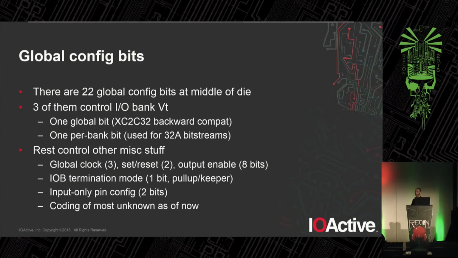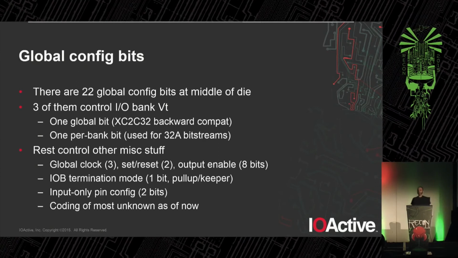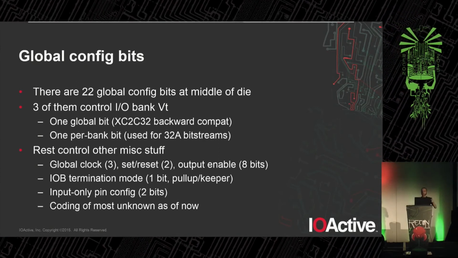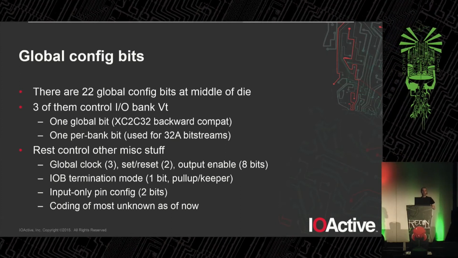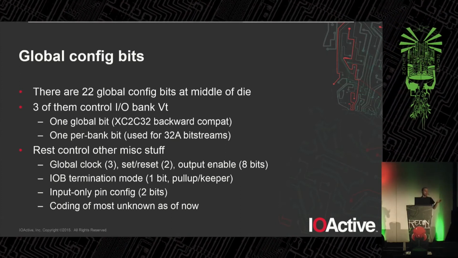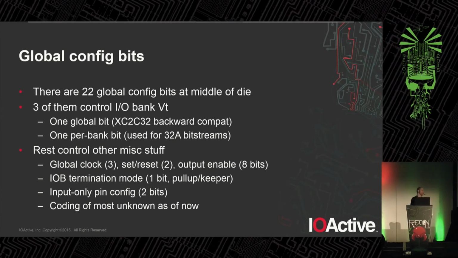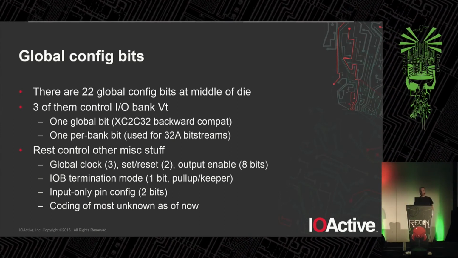One more wrinkle is that there are some global configuration bits. If you remember, we've got the structure of the die on the left side and the right side. We've got the function blocks. On the top, we've got global routing. On the bottom, we've got global routing. So that pretty much makes a big donut shape. In the middle of that, there's wasted space. But no, it's not actually wasted. There's 22 single configuration bits in the middle of the die.